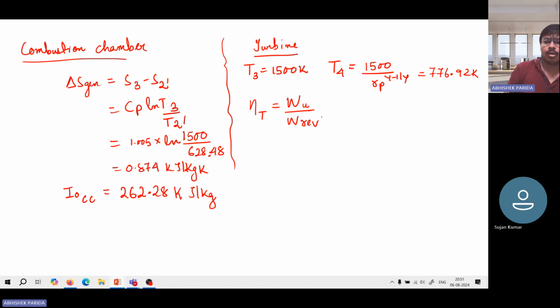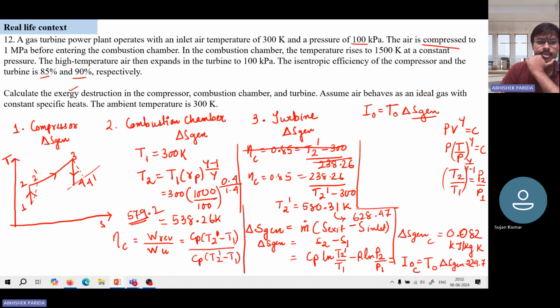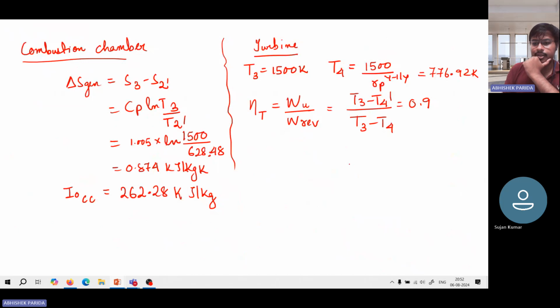So it is a power producing device, so reversible work will be more. So it is T3 minus T4 dash by T3 minus T4, which is nothing but 0.9. I think 90% is given. Yeah. Calculate T4 dash.